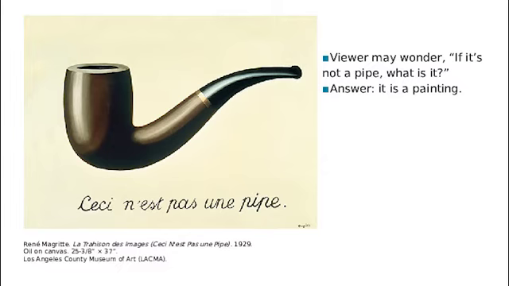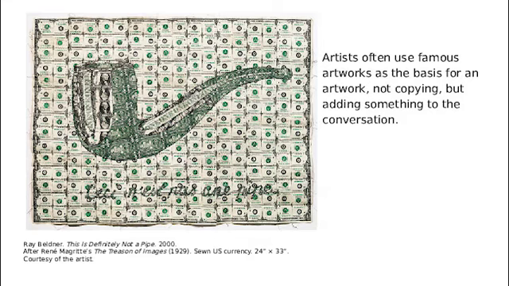But looking onward, here's another work that's based off of The Treachery of Images. So I just wanted to show how artists often use famous artworks as the basis for an artwork, and they're not copying, but instead they're adding something to the conversation. So this is Definitely Not a Pipe by Ray Beldner, and this is clearly referencing René Magritte here, but it's made out of cut up and sewn together dollar bills. And that adds a lot to the conversation, I think.